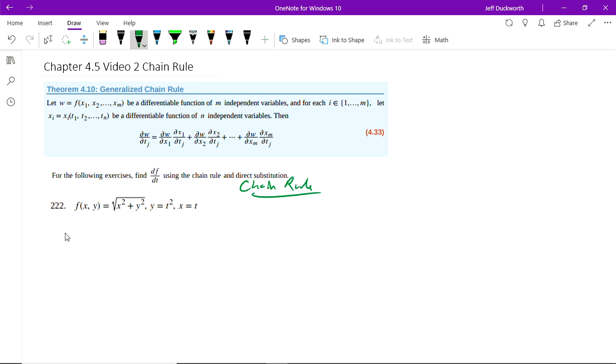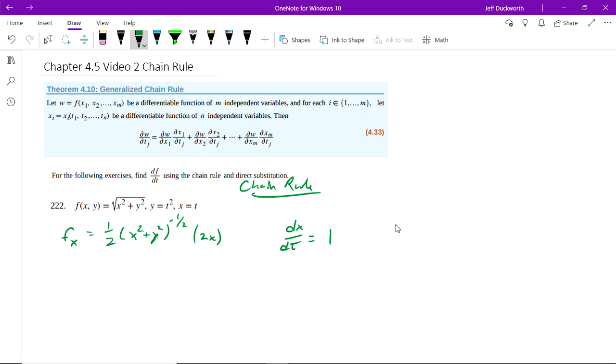So we need f_x, which means the derivative of this function with respect to x. And the derivative of that square root, so 1/2 times (x squared plus y squared) to the negative 1/2 times the derivative of the interior with respect to x, which is 2x, and then dx/dt. Well, x is t, so the derivative of t is just 1.